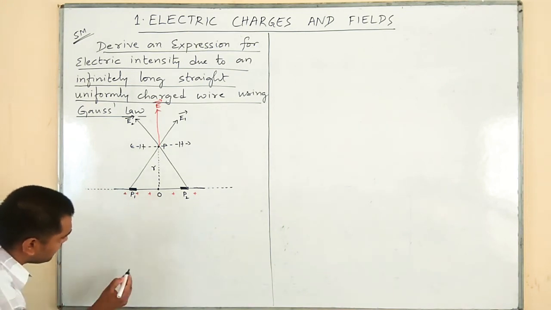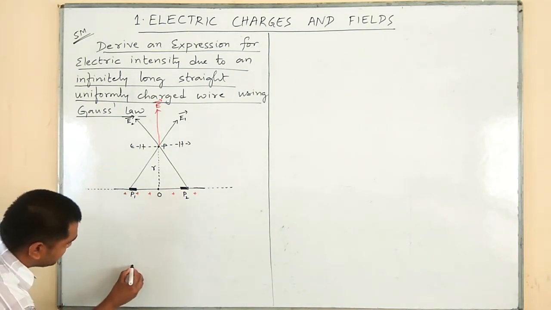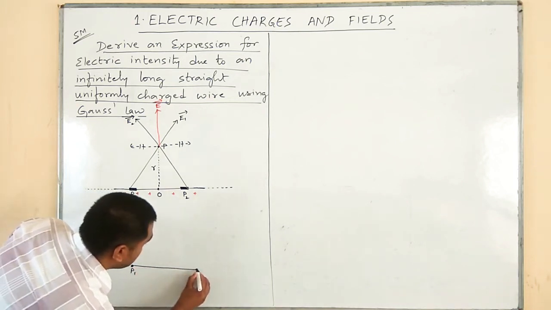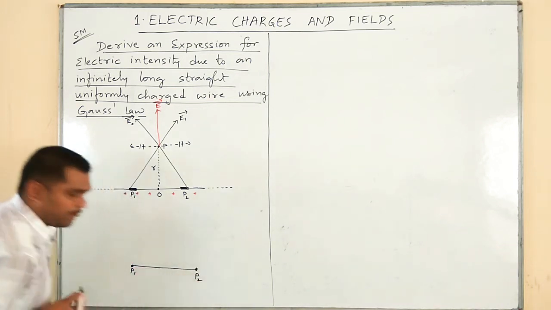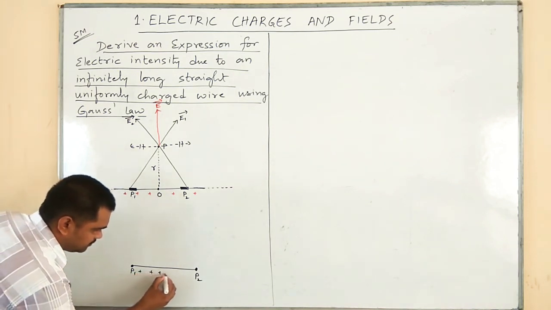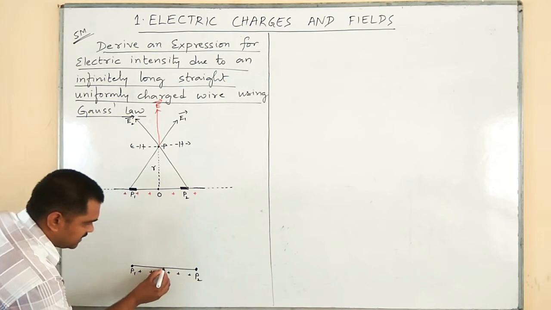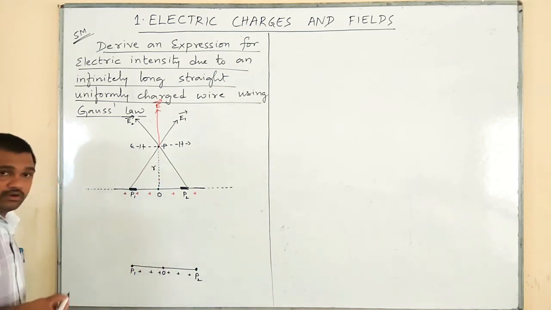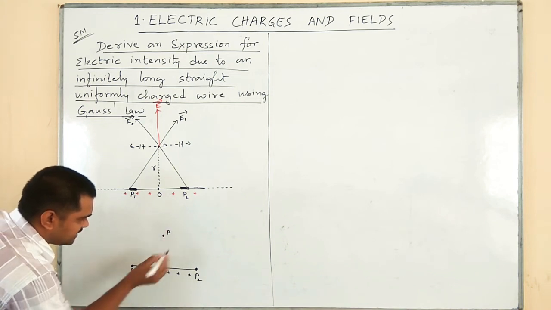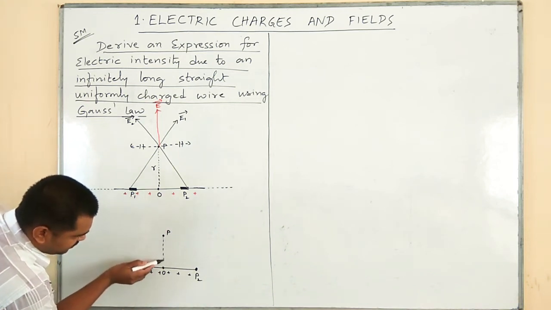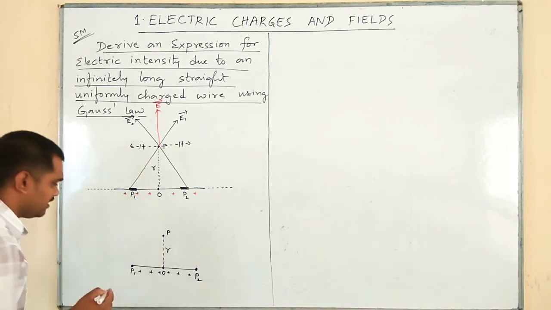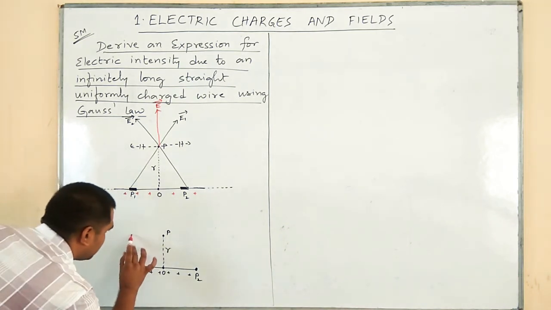Okay, fine. See, this point is P1. This point is P2. Positive charges are present here. This midpoint is O, and here the point P lies at a distance of some small r. Now let us draw one closed boundary here.